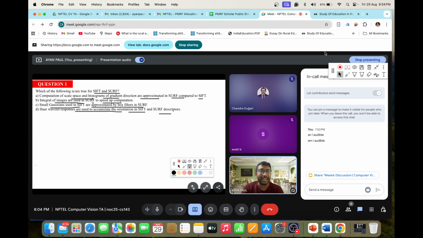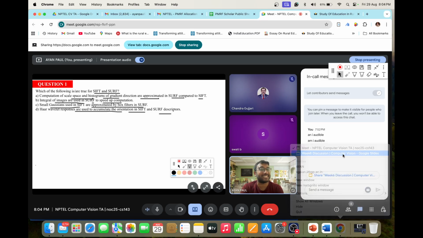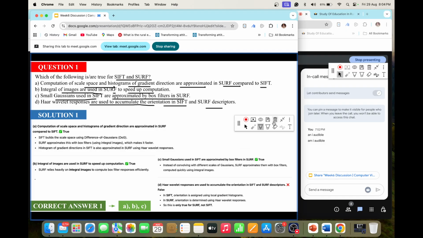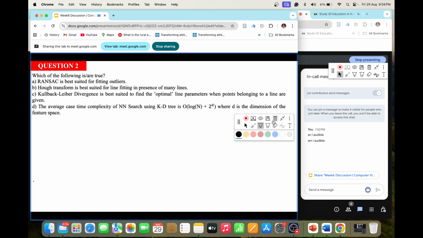So option A is right because we are doing approximation. Option B is right, we are using integral images to speed up the computation. Option C is also right because we are using box filters for this approximation. Option D, the Haar wavelet response, is used in SURF, not in SIFT, so option D is incorrect. Options A, B and C are right, option D is wrong. Let's move on to the next question.